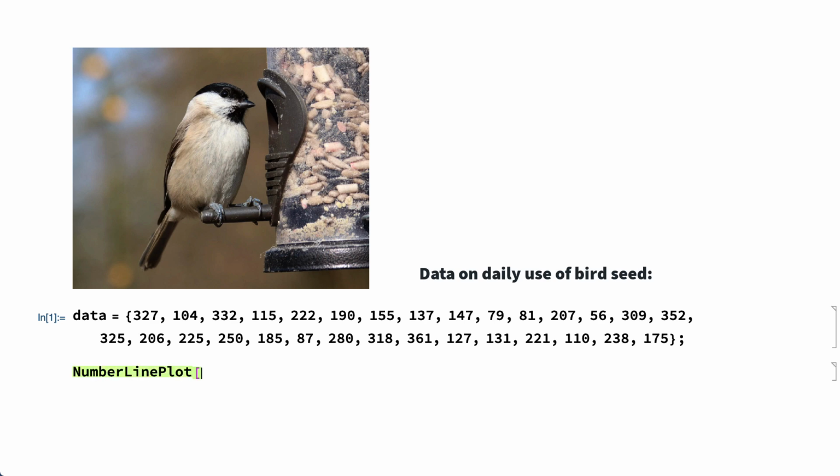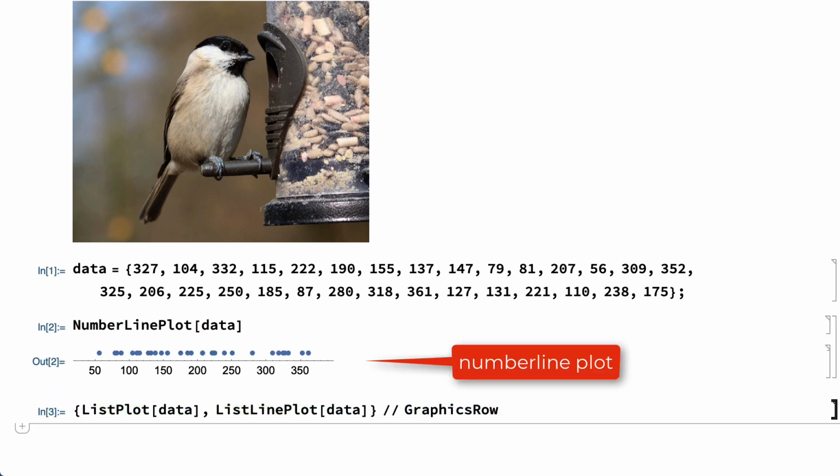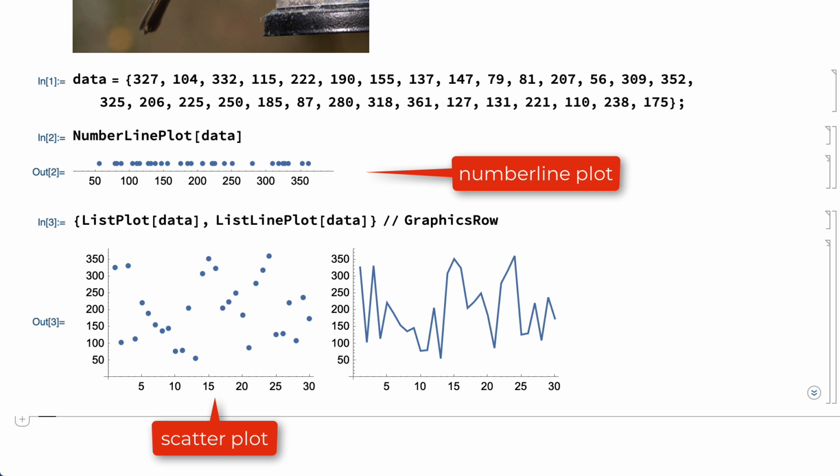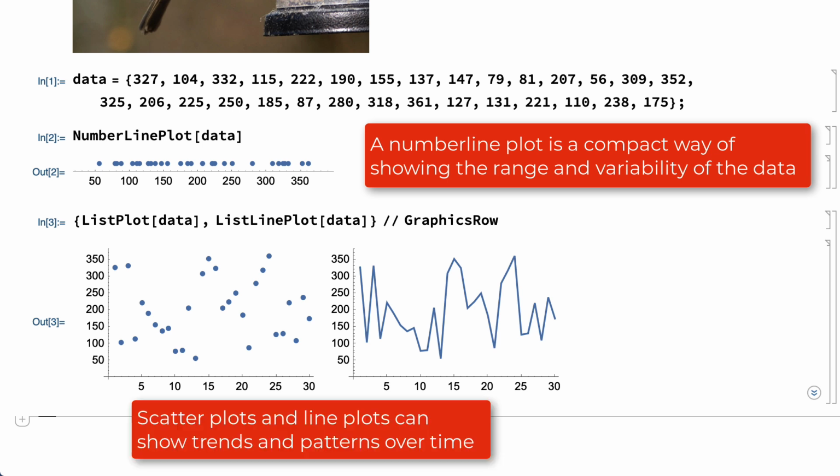Here are three plots of that data. First, a number line plot, which is a plot of the data as dots on a number line, a plot called a scatter plot, which shows the data as points over time, and a line plot, which is similar to a scatter plot, but with the points connected by lines. From the number line plot, it's easy to see that the numbers are spread somewhat randomly between about 50 and about 360. The scatter plot and the line plot, in addition to showing the numbers in the data, also show the day associated with each number.